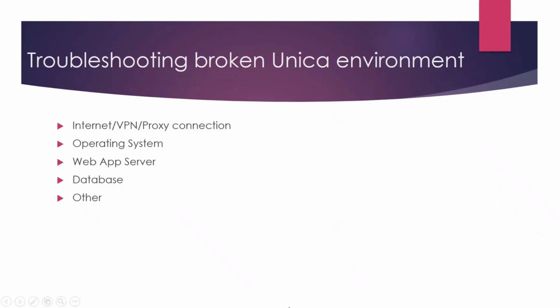Now let's discuss the second point, that is operating system. Your environment can break if the Unica server itself is down. By Unica server, I mean the server where your web app server is installed. Web app server is used to deploy all the Unica applications. Let's check that.